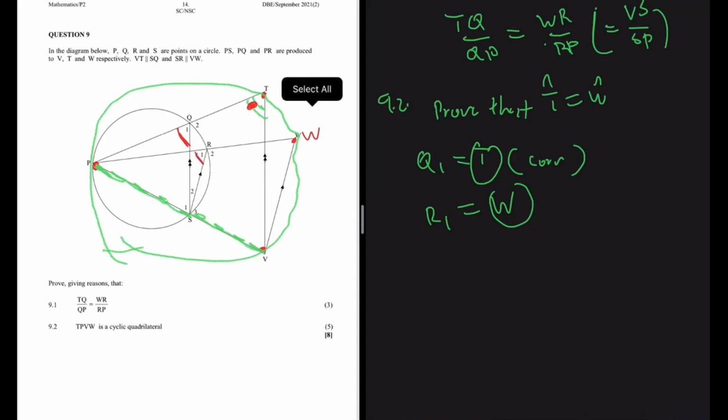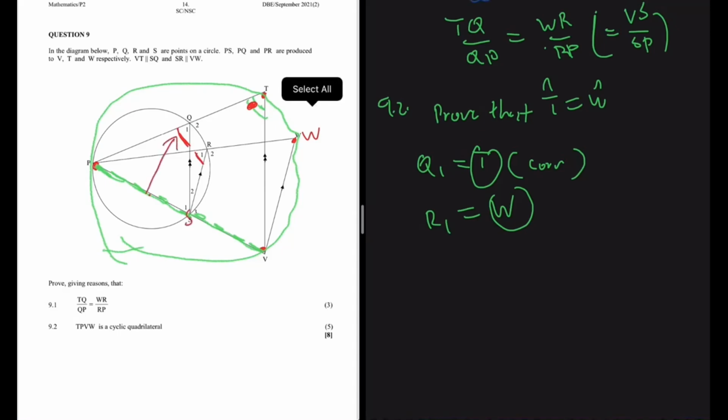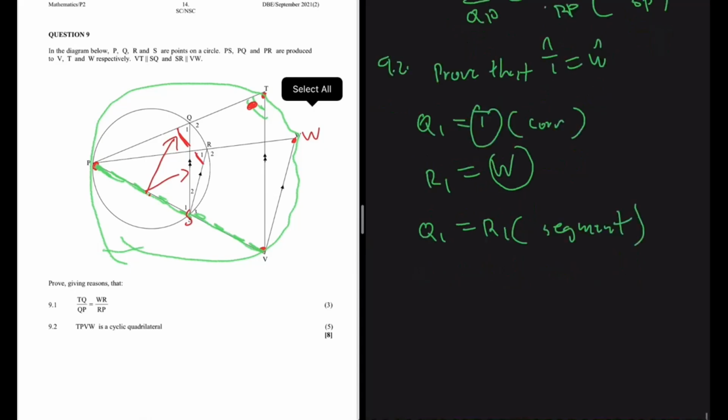And indeed it is, because PS subtends Q1 and it subtends R1. So we can say that Q1 is equal to R1 because they are in the same segment. So T is equal to Q1, but Q1 is equal to R1 and R1 is equal to W. So T and W are equal to each other because they're all equal to Q1 and R1. By saying that, we have essentially proved that TPVW is a cyclic quadrilateral.